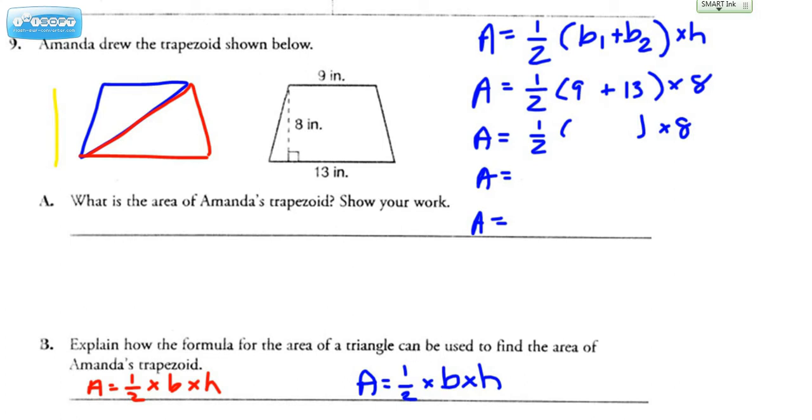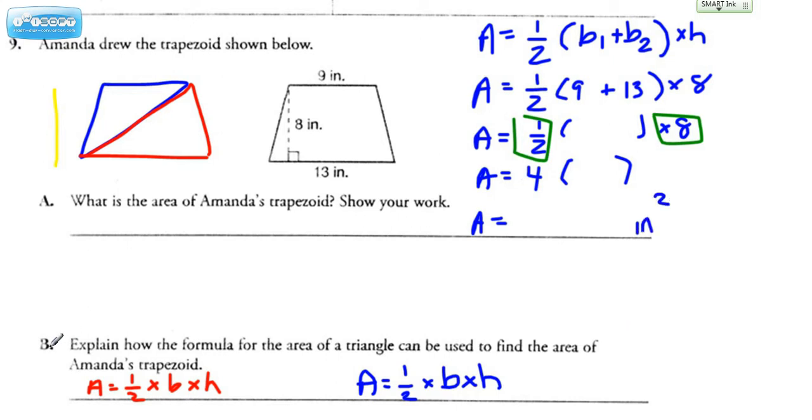I would recommend the next step would be to maybe take 1/2 of 8, because you'll have an easy number to work with. 1/2 of 8 is 4. And then you're going to multiply that with whatever you got for the sum, and that will be your final answer. Just don't forget to put square inches.